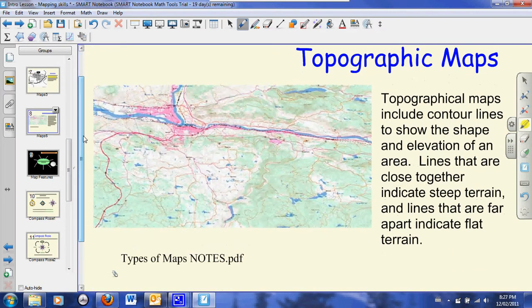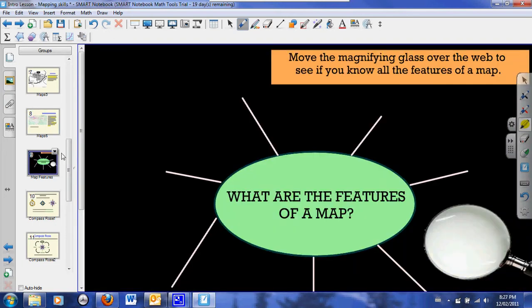Another type of map is a topographical map. We're actually going to do quite a bit of work on this next day. Basically, contour maps have these contour lines. It's hard to see here, but there are very light gray lines, and they have a number attached to them. That number indicates how high from sea level that particular spot is. If the lines are really close together, that is steep terrain. And of course, if they're farther apart, that's flatter terrain. Again, we'll be doing quite a bit of work with this next day. Okay, so those are the types of maps.